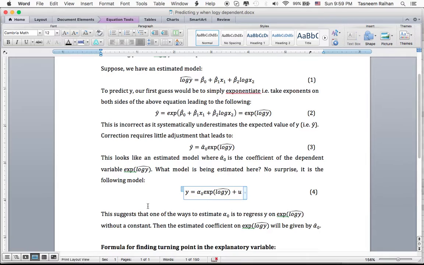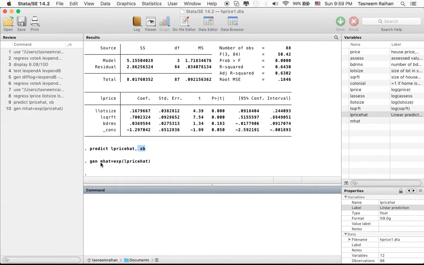So now we are ready. We have our exponent of log y hat. We also have y. So y is nothing but price, and exponent of log y hat is the newly created variable m hat. So write regress price m hat.